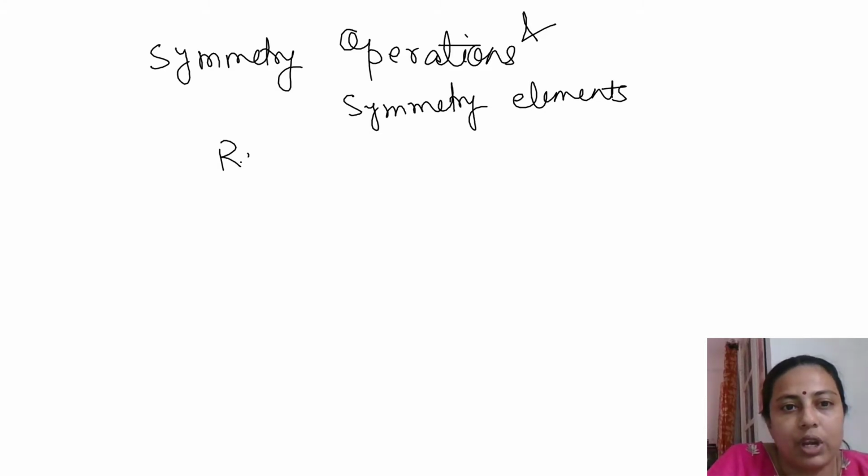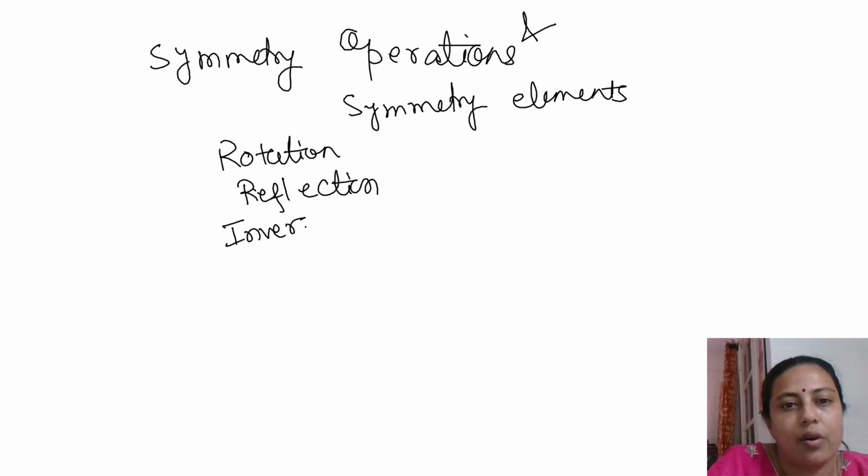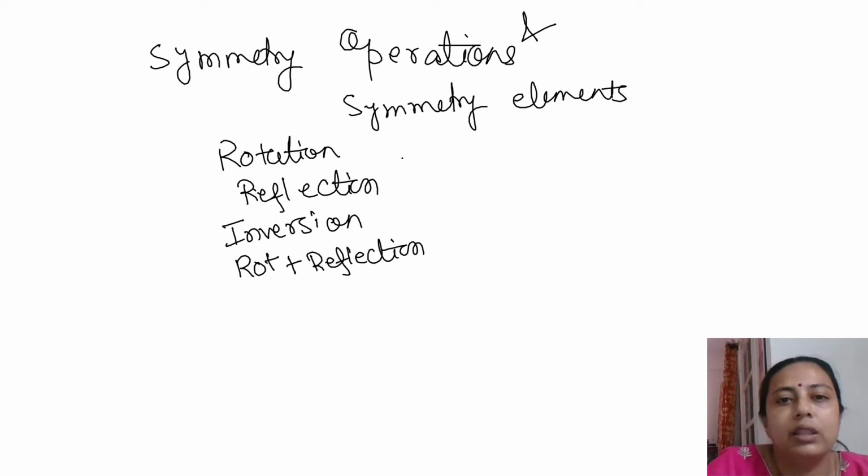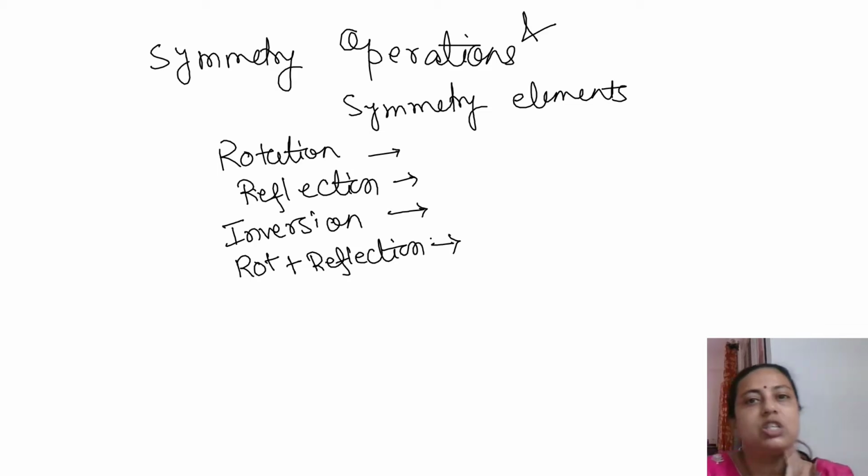So, it can be rotation, reflection, or inversion. There is a fourth one that is actually a combination of rotation and reflection. These are the actions which produce a similar, indistinguishable structure from the original compound.